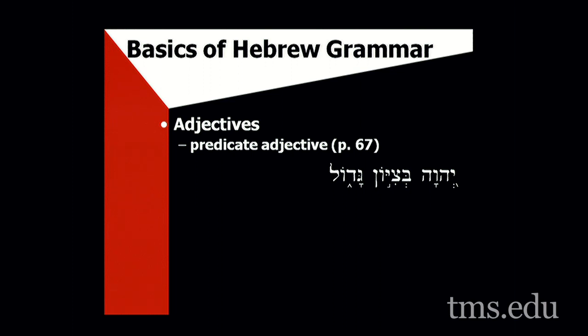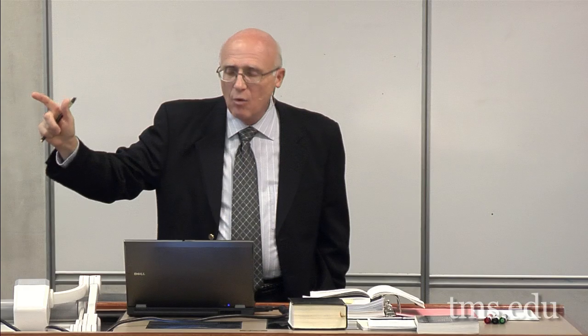Adjectives, the predicate adjective on page 67. Predicate adjectives are very easy to identify because they do not take an article even if they are modifying a noun that is definite. Usually, a predicate adjective is placed first in the sentence. Here we have Yahweh Bitzion Gadol. Yahweh is great in Zion. Why is Gadol put at the end? In order to focus on and emphasize Yahweh. The idea is Yahweh alone. It's Yahweh himself who is great in Zion. There is no other.